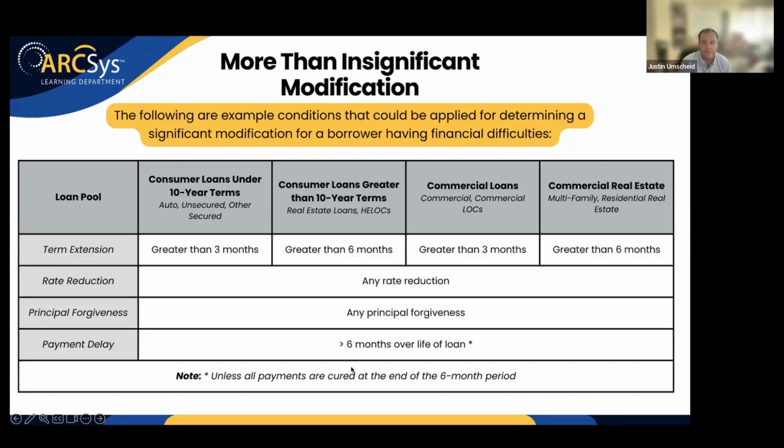Again, if you have a policy like this, just make sure you're actually adhering to it. So if you put in a 6-month period, make sure it's 6 months. If it's not going to be 6 months, maybe then you do consider it a more than insignificant modification.